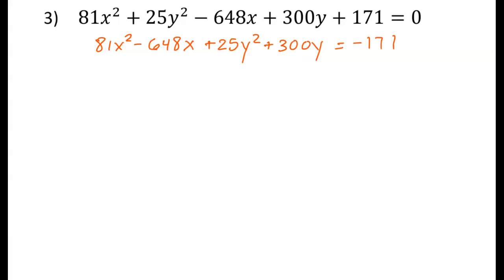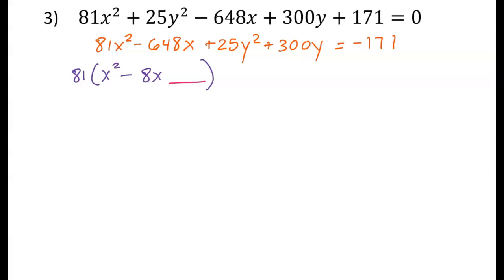Now, can I immediately complete the square here? What do I need to do first? Yes, take out the a values on the squared terms. So I'm going to pull an 81 out of my x's, and I get x squared. What is 648 divided by 81? 8x. And because I know I'm going to be completing my square, I'm going to leave a space for my special value.